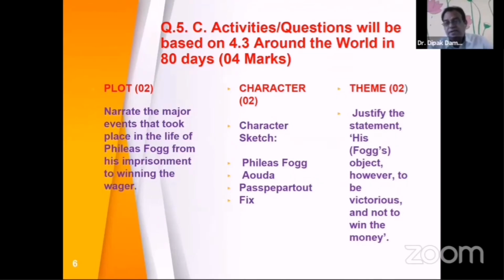The theme, here one example is given: justify the statement, Fogg's object, however, was to be victorious and not to win the money. So this was his object, and for this he actually took the wager and he completed it and won the wager.